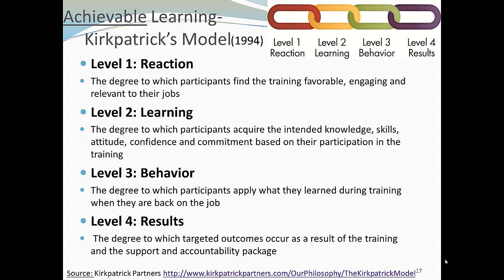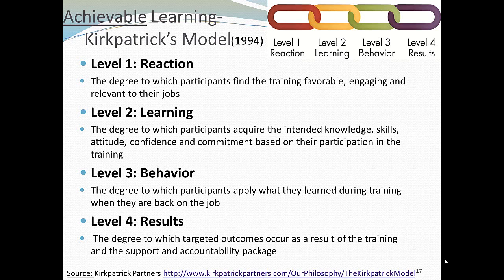Level 1, reaction. Well, did they like the training? Did they like the time we spent with them? Did they like the types of activities that we engaged them in? Was it boring or was it interesting? Those are level 1 outcomes. Did you have a good time? How was the food? Was the room too cold? Did we put you up in a good corporate hotel? Those sorts of things.